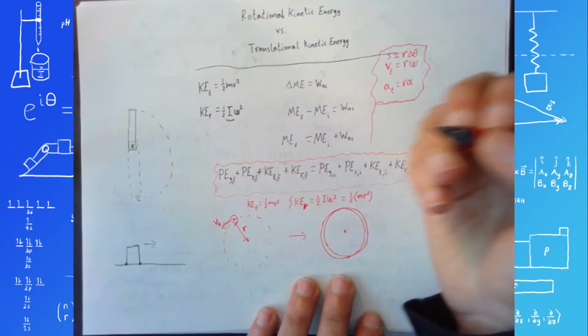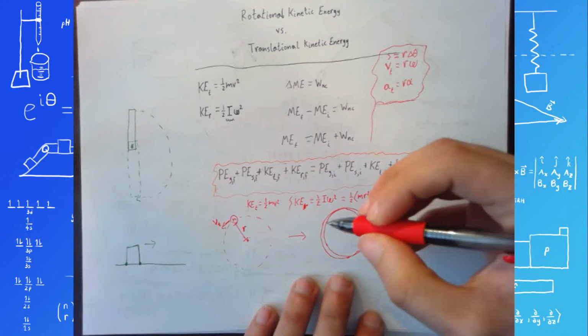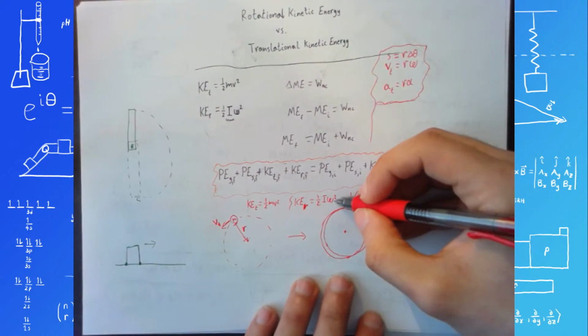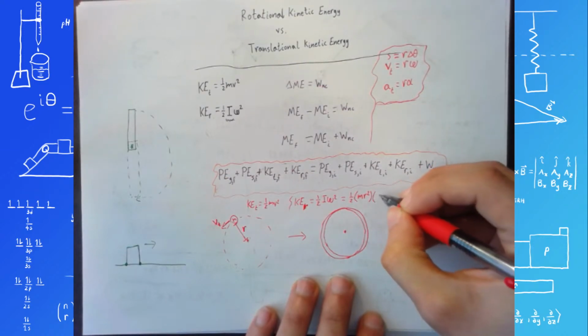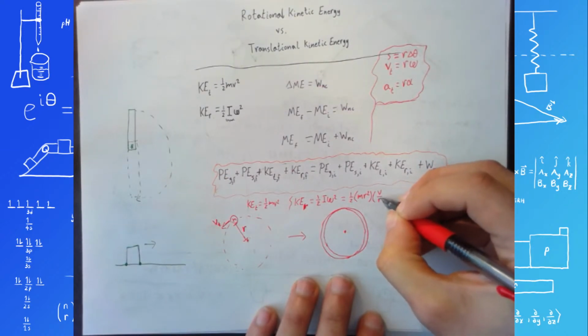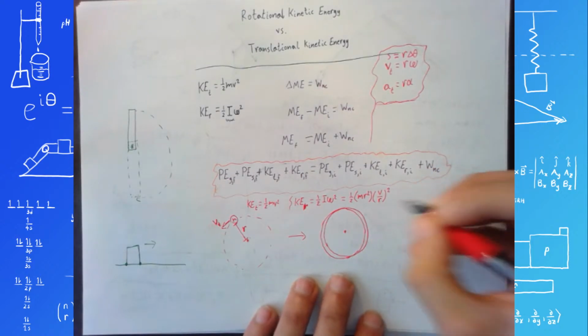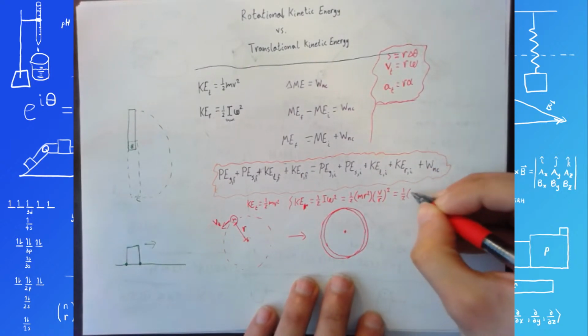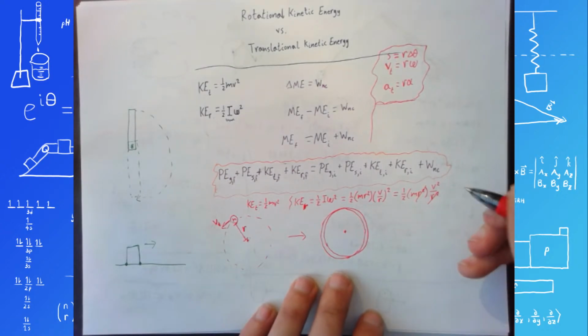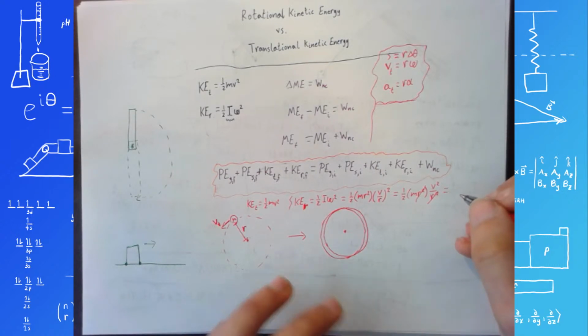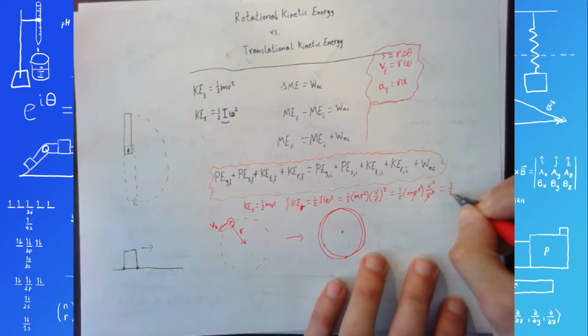Speaking of which, I should have called that V tangential over there. But yeah, omega squared, omega can be rewritten as V tangential over R. So omega squared is V tangential over R, all squared. So this becomes 1/2 and then mr squared times V squared over R squared. The R squared cancels with the R squared, and we have 1/2 mv squared is what ultimately drops out of this.